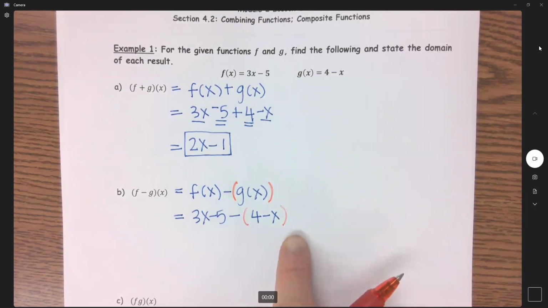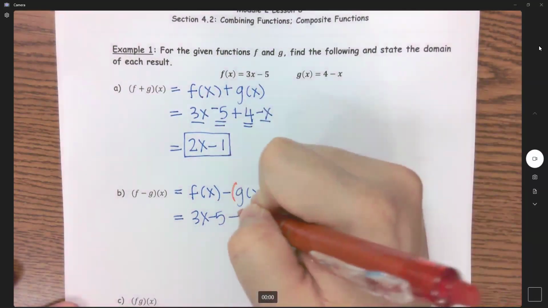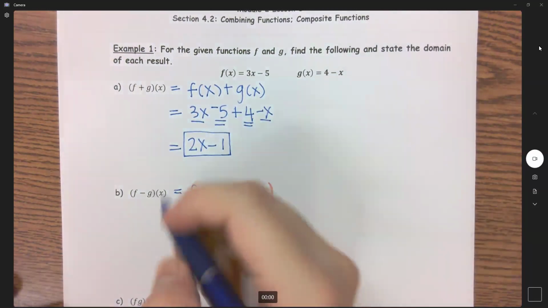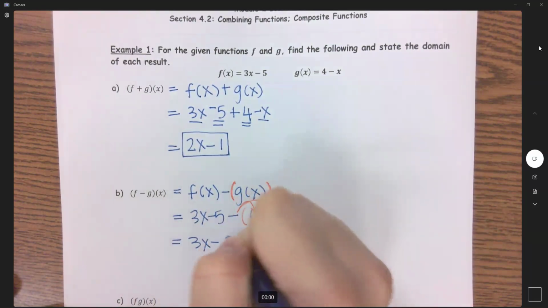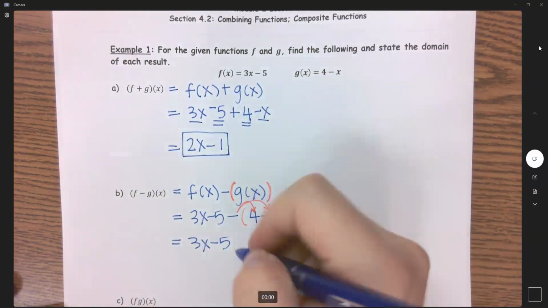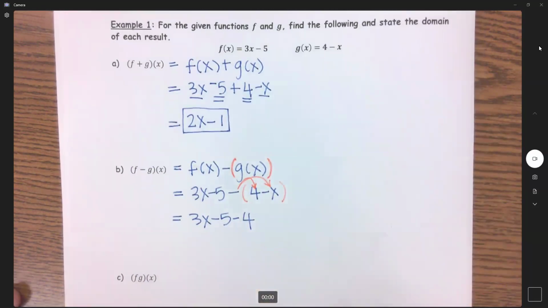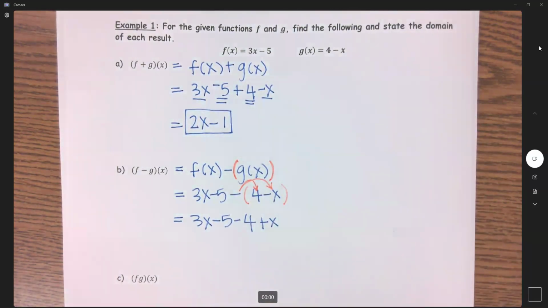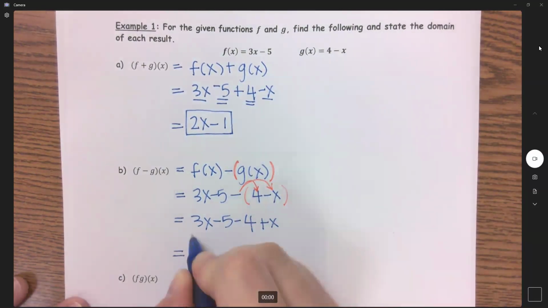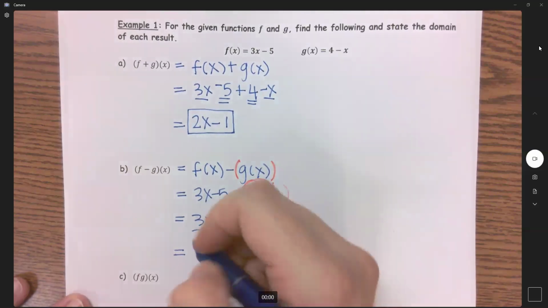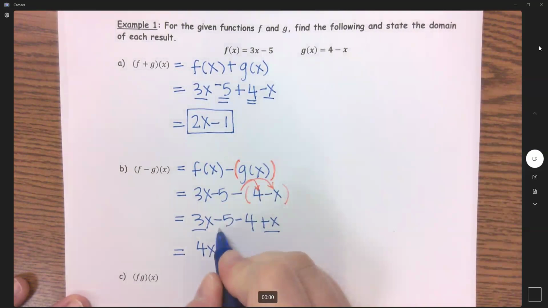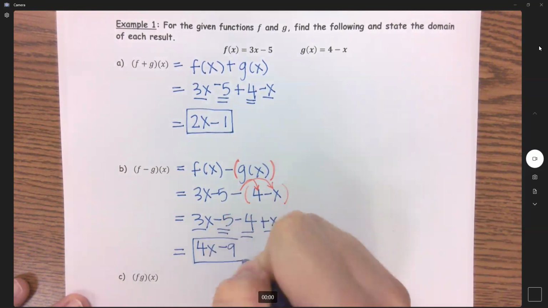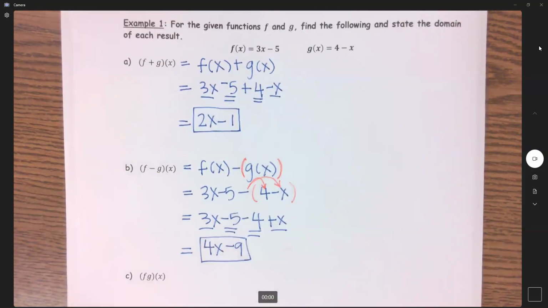If you don't include those parentheses, the only thing you'd be subtracting is this 4, but I need to subtract the whole thing. And so now I need to distribute that negative to everything in that second function. So we have 3x minus 5, negative times positive makes that a minus 4, and negative times negative makes that a positive x. So now when I combine like terms, we have 3x plus x to give me 4x, and negative 5 minus 4 gives me negative 9. So when I subtract these two functions, this is my new function.